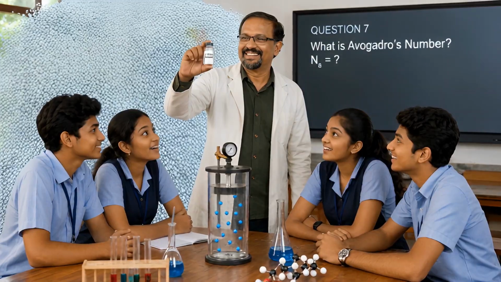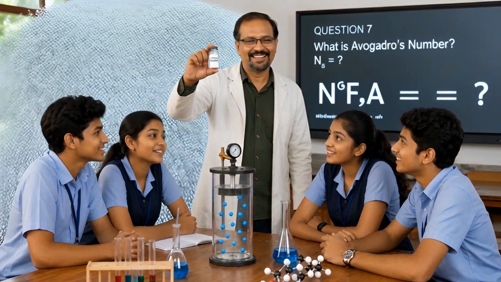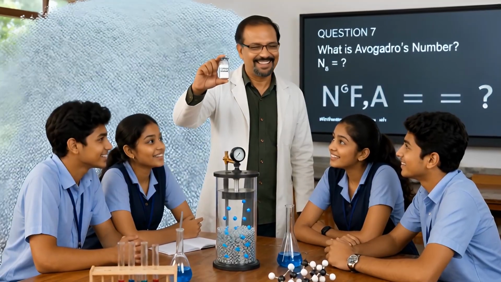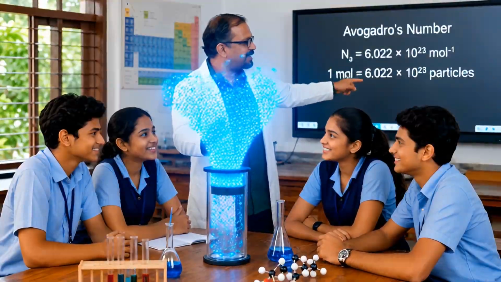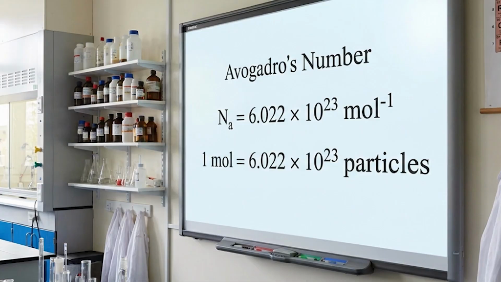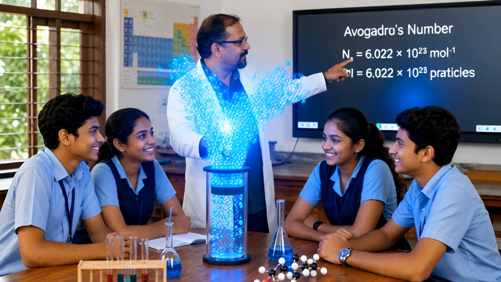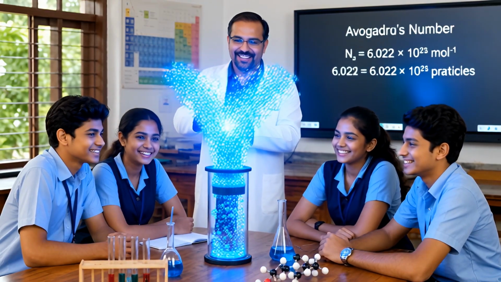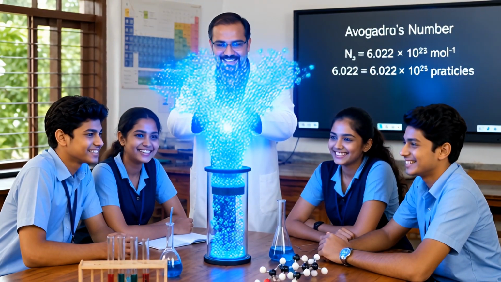Listen carefully to the seventh question. What is Avogadro number? What is its value? The number of particles present in 1 mole of a substance is called Avogadro number. Listen carefully to its value. 6.022 multiplied by 10 to the power of 23. That means 1 mole of a substance contains this many particles.